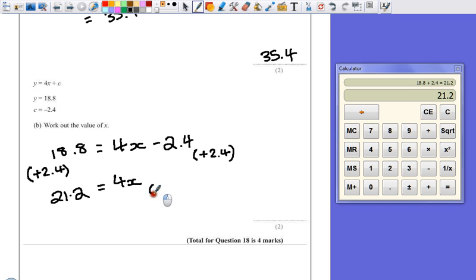If I only want to know what one of them is, I'm going to divide by 4, and I'm going to do the same thing onto the other side of my equation, just to make sure that we keep that fair. 21.2 divided by 4 equals 5.3, which is my final answer. X is equal to 5.3.